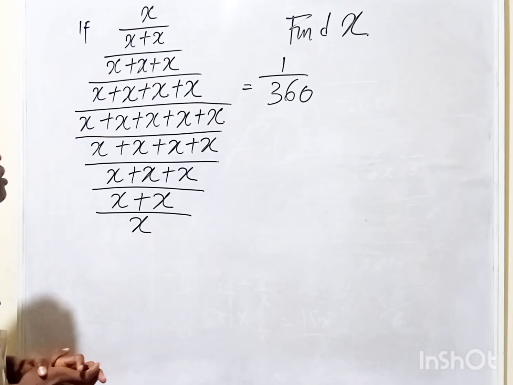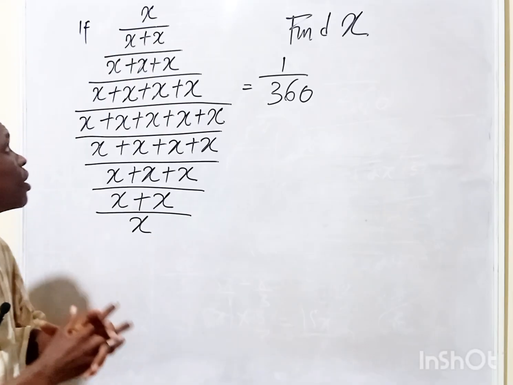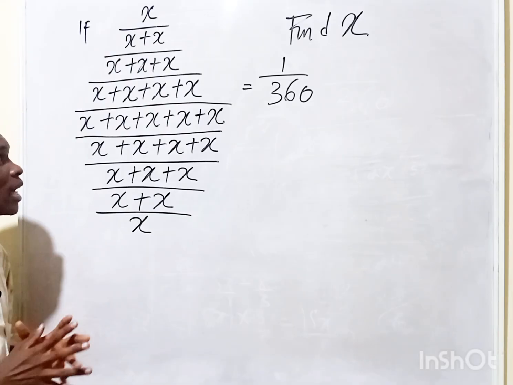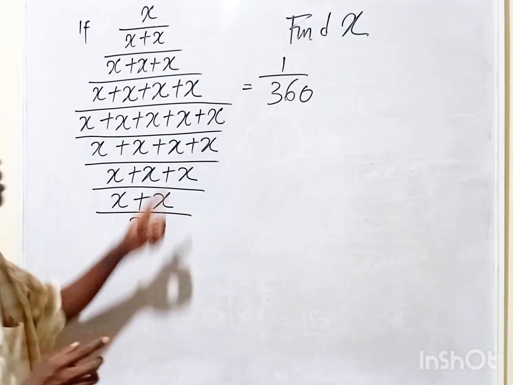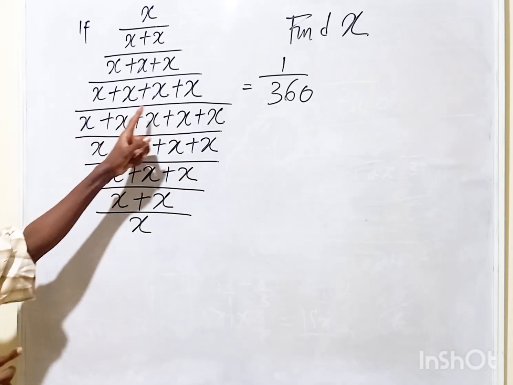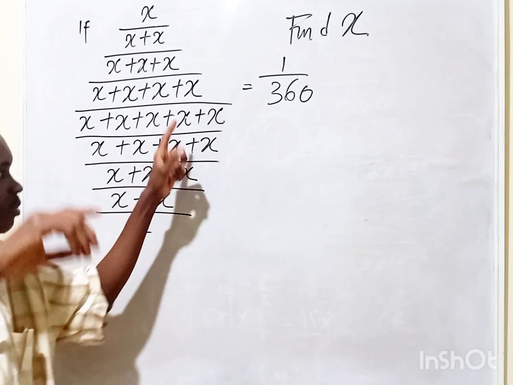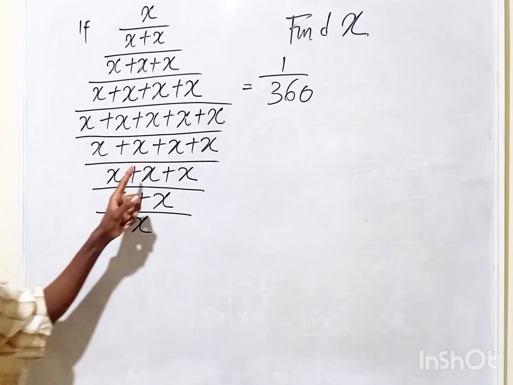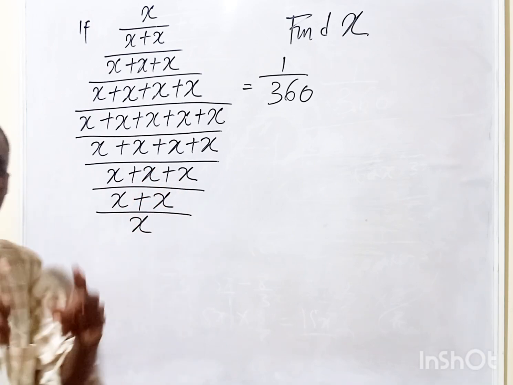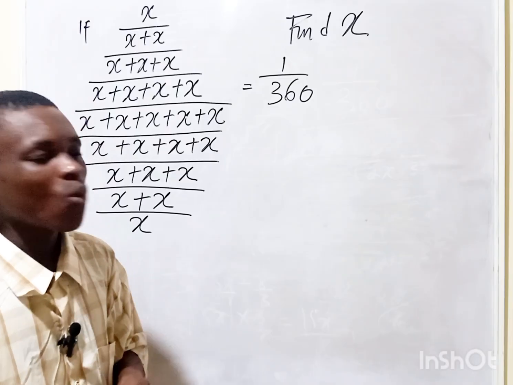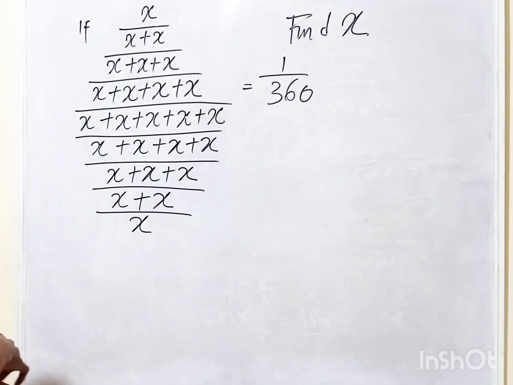All right. The question is, if x all over x plus x all over x plus x plus x all over x plus x plus x plus x all over x plus x plus x plus x plus x all over x plus x plus x plus x all over x plus x plus x all over x plus x all over x equals 1 all over 360. We are asked to find the value of x.